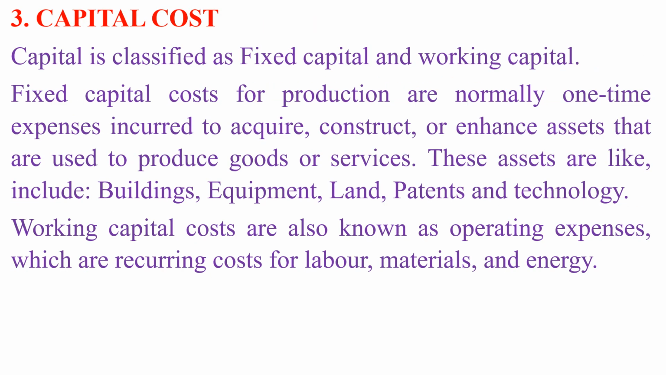3. Capital cost. Capital is classified as fixed capital and working capital. Fixed capital costs for production are normally one-time expenses incurred to acquire, construct, or enhance assets that are used to produce goods or services. These assets include buildings, equipment, land, patents, and technology. Working capital costs are also known as operating expenses, which are recurring costs for labor, materials, and energy.